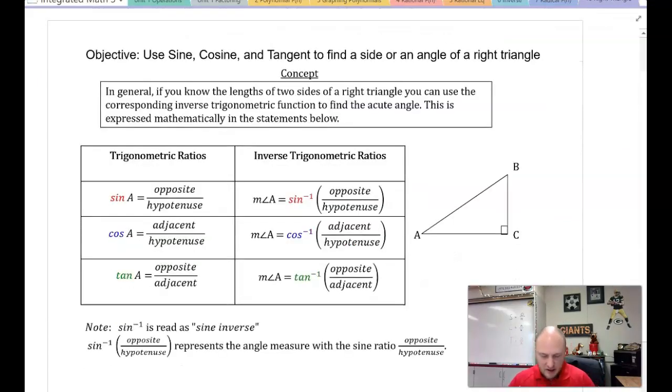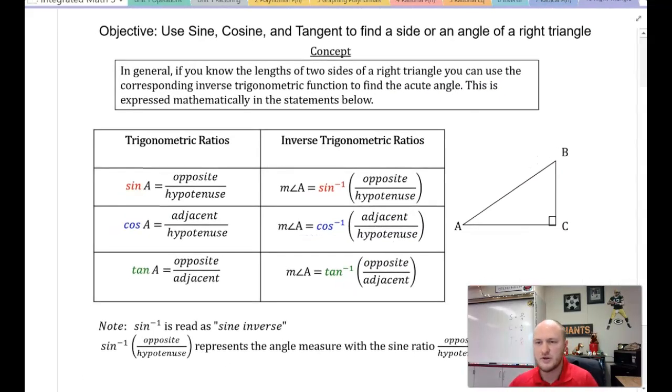All right, now we're going to go ahead and solve for angles. In general, if you know the lengths of two sides of a right triangle, you can use the corresponding inverse trigonometric functions to find an acute angle. This is expressed mathematically in the statements below. So if I want to find angle A, and I have the side that's opposite and hypotenuse, I can use the inverse sine function of opposite and hypotenuse to find that angle.